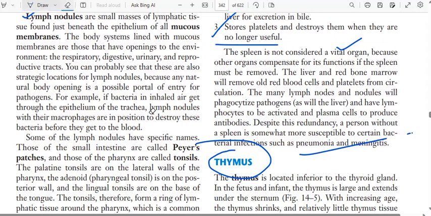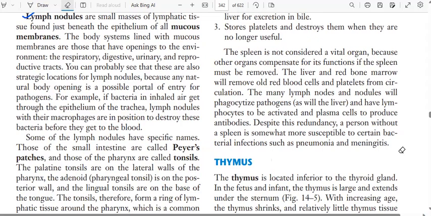Despite this redundancy, a person without a spleen is somewhat more susceptible to certain bacterial infections such as pneumonia and meningitis. So basically here they are not giving much importance to the spleen, because assume if there is no spleen in the body, there are multiple other organs which will work like the spleen, like our liver, like our red bone marrow, and other cells also have phagocytic action and plasma cells. Basically, they will work, but they cannot work like the spleen.